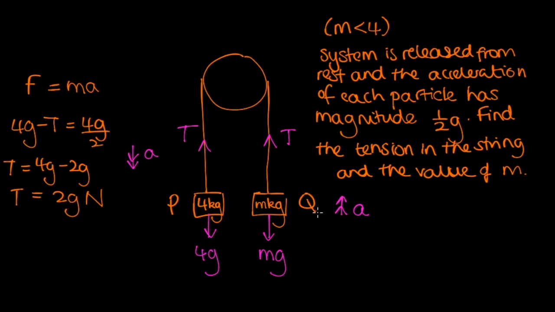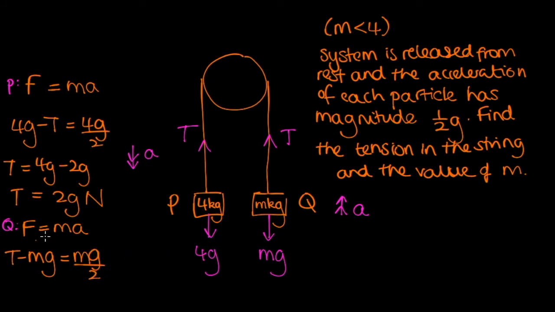Having worked out the value of T, let's now consider what's happening to Q in order to work out the value of m. So again, we're going to use F equals ma on Q. Initially we did it on P, now we're going to do it on Q. Now let's take up to be the positive direction. The force going in the positive direction is tension, and we have a weight opposing it, T minus mg, is equal to the mass, which is m, times the acceleration, which is g over 2.